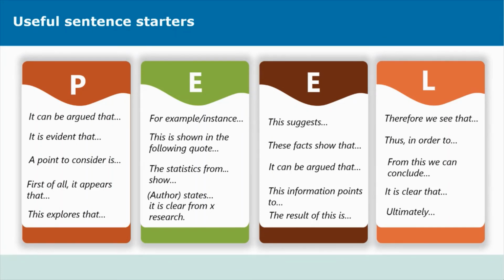Then the next E, when you explain your point, you can use words that show you are clearly evaluating the evidence that has been given. For example, this suggests, these facts show, it can be argued that, this information points to, and the result of this is.